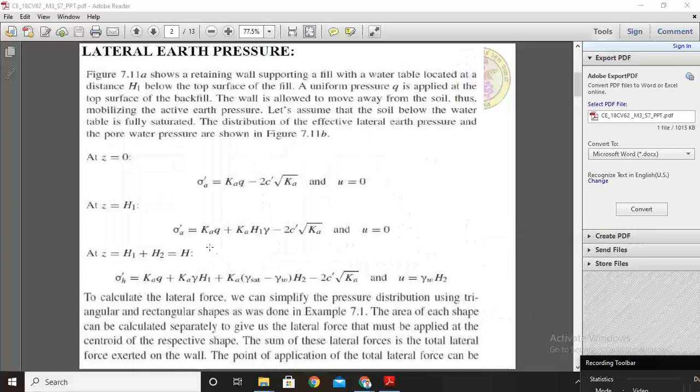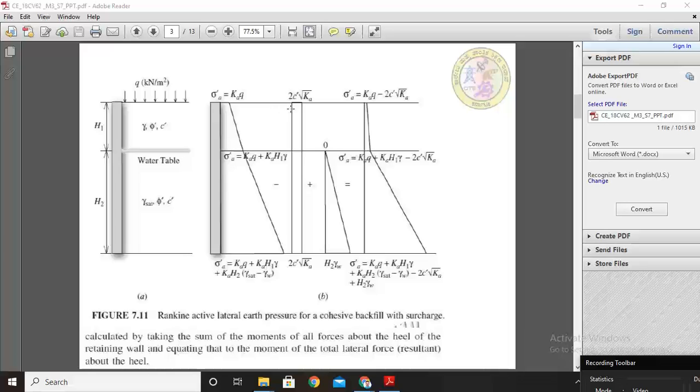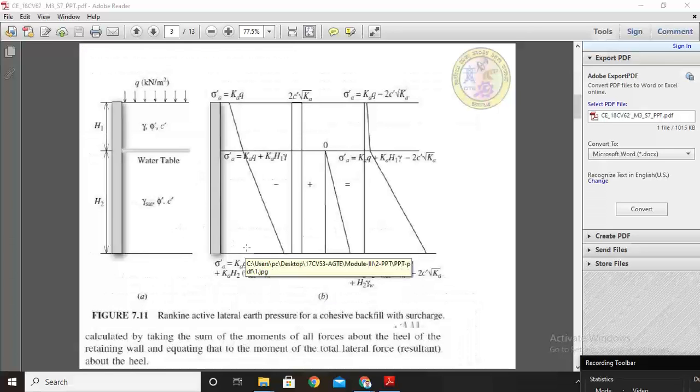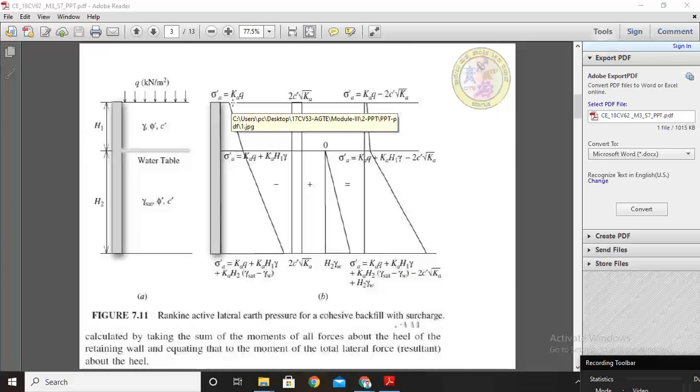At depth z equal to 0, the active earth pressure is Ka Q minus 2C into root Ka, and the pore pressure is u equal to 0. So this is the pressure at depth z equal to 0. And at z equal to h1, the active pressure is this, that is Ka Q plus Ka times h1 gamma.